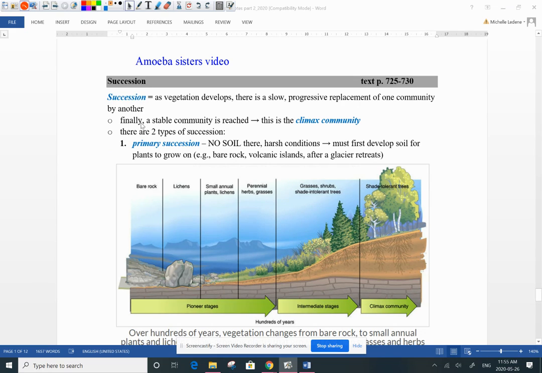And the last thing in this booklet is succession. The Amoeba Sisters do a really great job going through that, differentiating between primary and secondary succession. You have a few questions to answer on this, and I believe one assignment this week on this material.